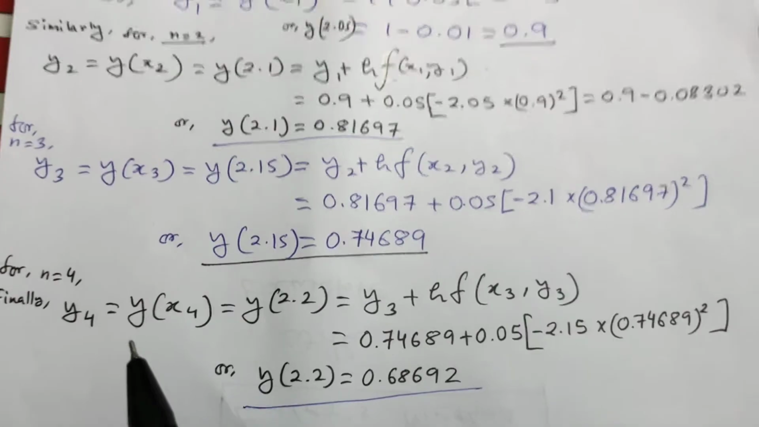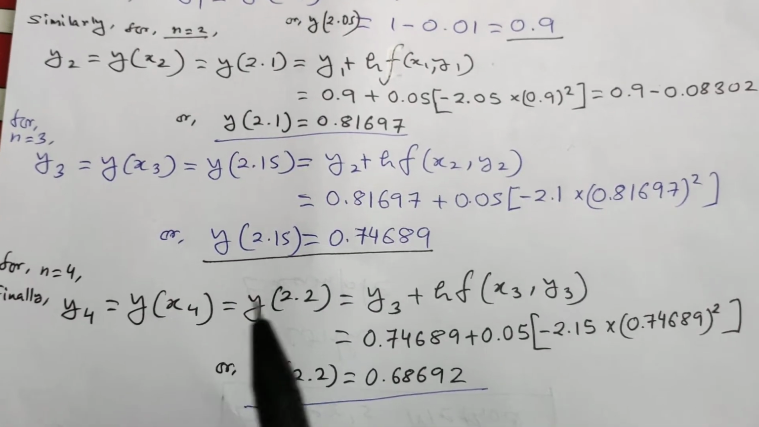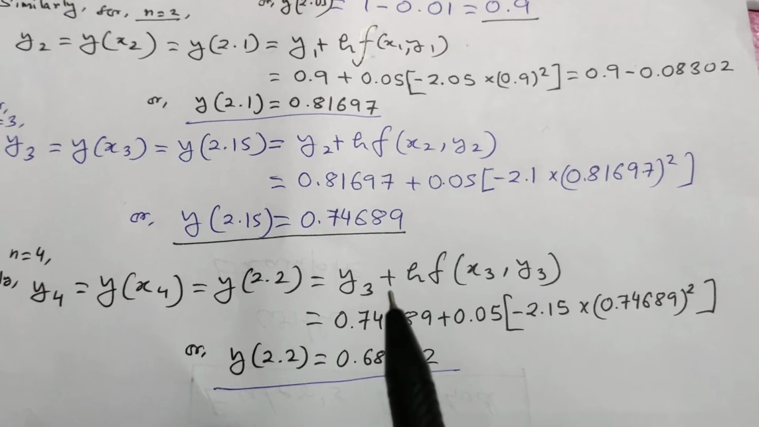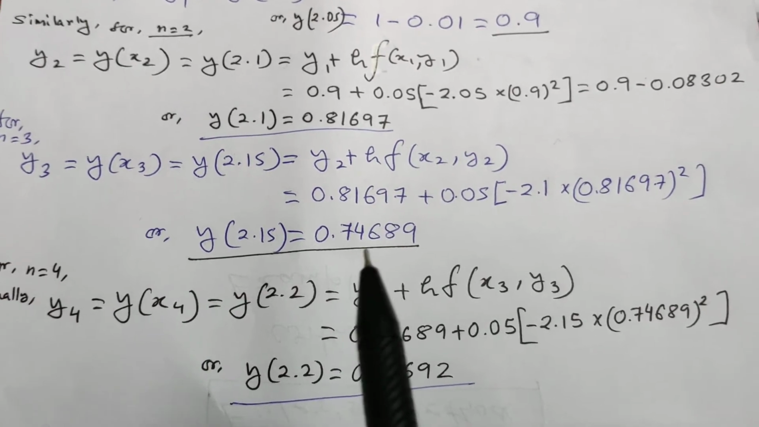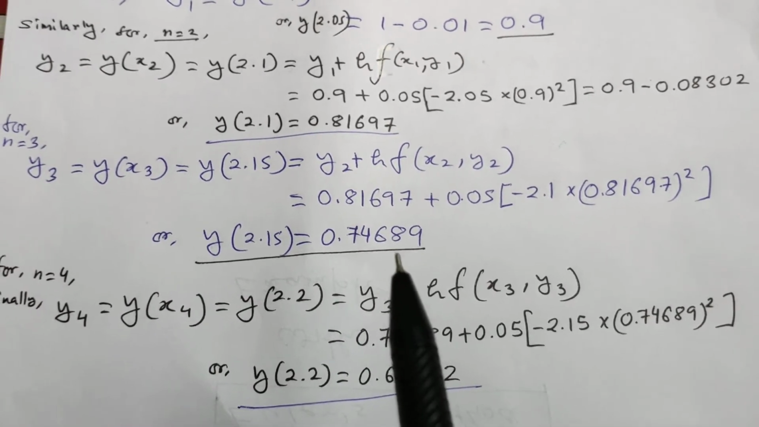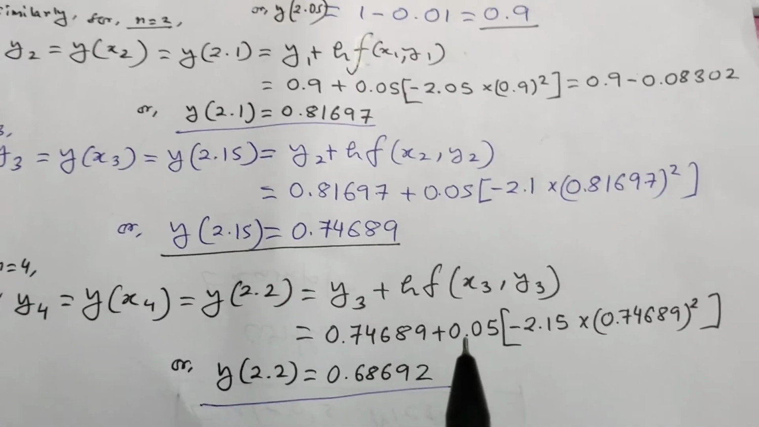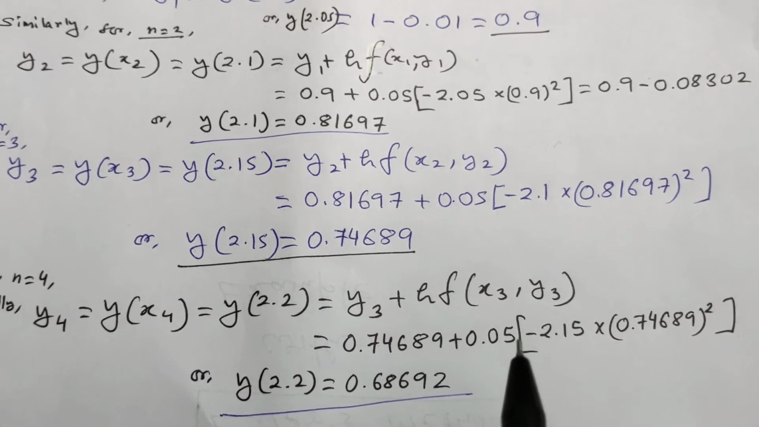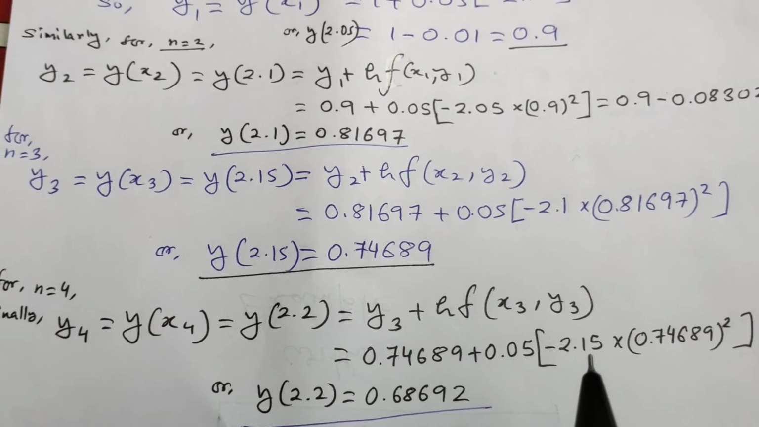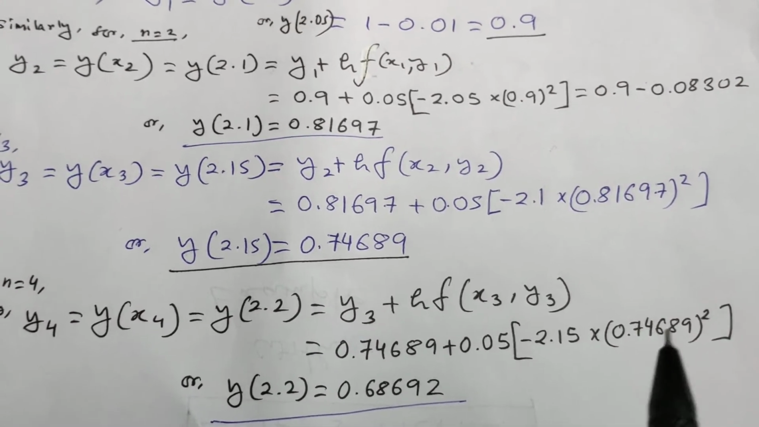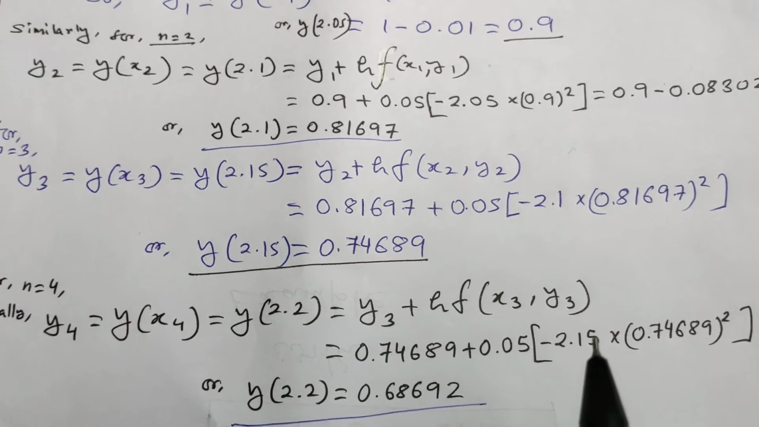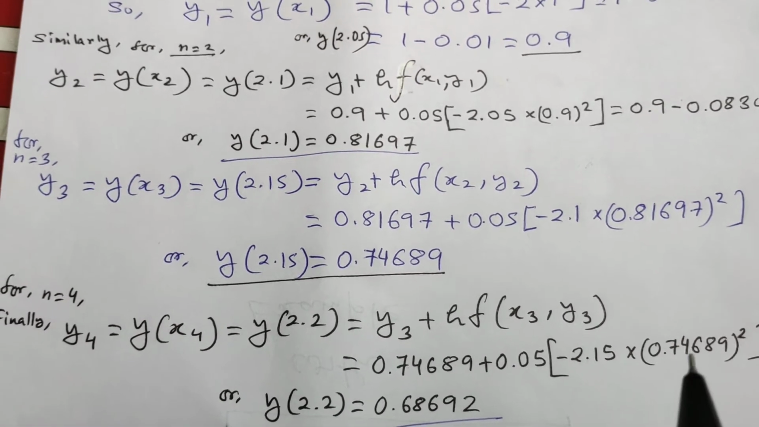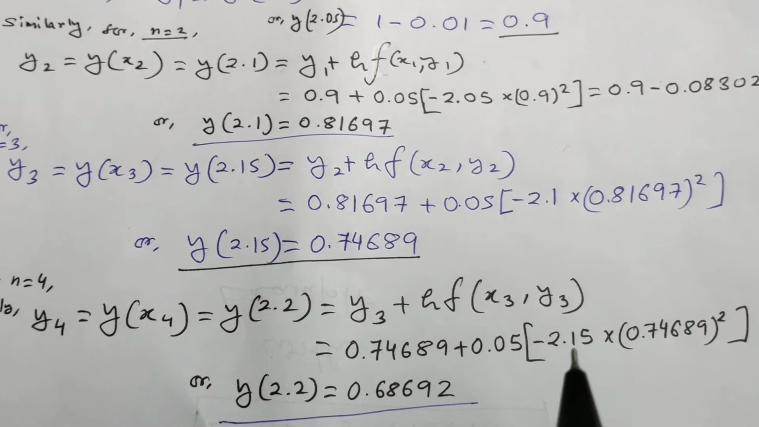Now for n equals 4, finally we will get the value of y4 equals y(x4) equals y(2.2) equals y3 plus h f(x3, y3). So y3, the value we have already got, is 0.74689, right? The value of h is 0.05, and it is minus 2.15 into again y3 square, right? Sorry, it is the value of y3 square, and this one is x3.